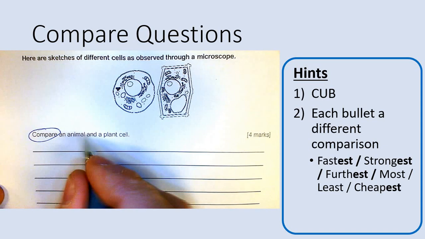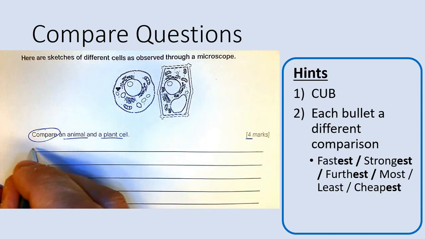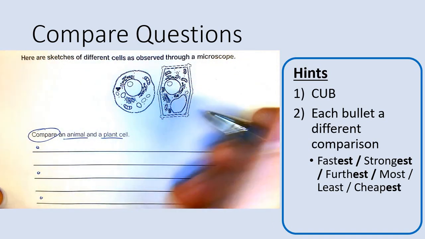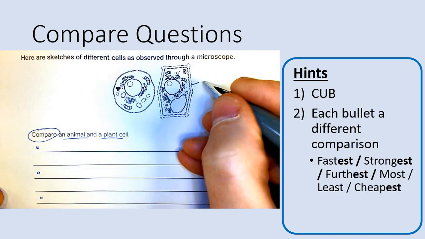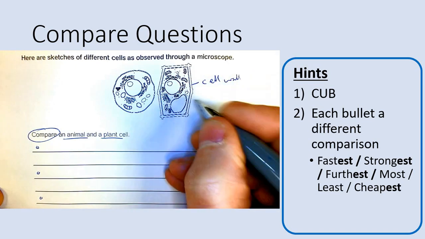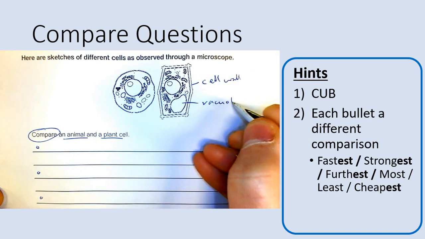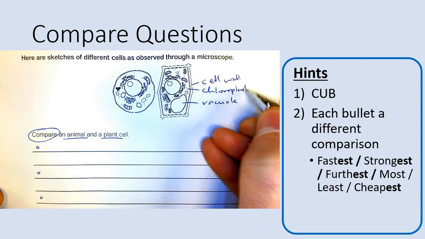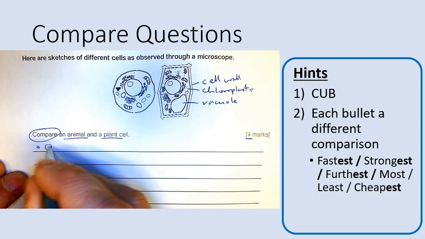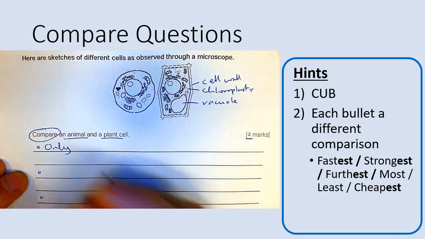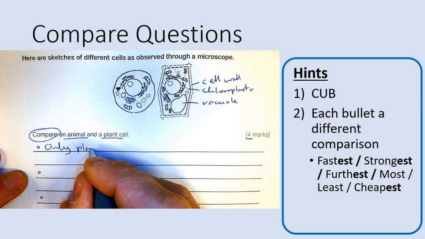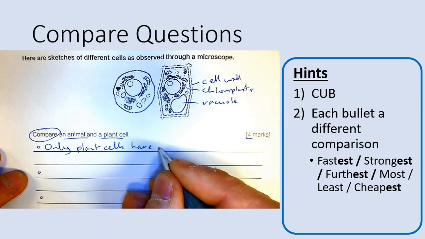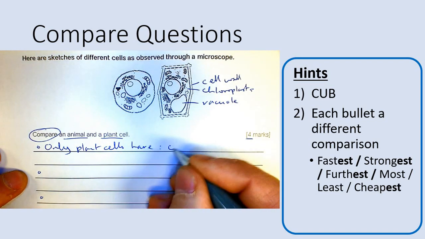Okay, so I'm going to compare animal and plant cell. So it's 4 marks. So I've got 1, 2, 3, 4 bullet points. Okay, what do I know about this? Well, if I don't remember the knowledge, I know there's a cell wall. Only plant cells have that. There's a vacuole. Only plant cells have those. And chloroplasts. So I'm going to look at spot the difference first of all. So I have to make sure these are comparisons. So only plant cells have that cell wall.